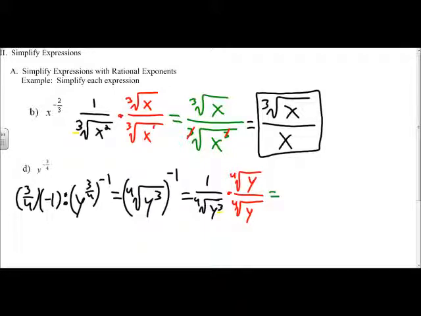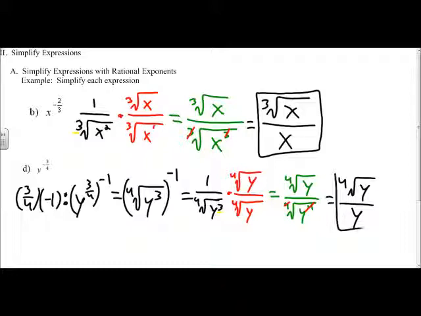in which case we're left with a 4th root of y and a fourth root of y to the fourth. Again, the fourth and the fourth get rid of each other, and we are left with the fourth root of y over y. And in this case, this is our final answer.